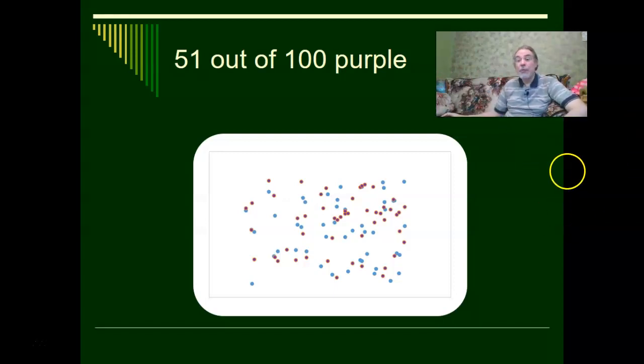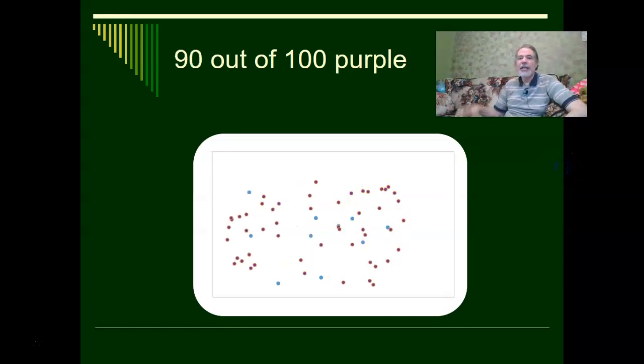Okay, now what if you pulled out your sample of 100 beads and it turned out that 90 of them, 90 out of 100 are purple? So you got 90% of your beads are purple. And does that tell you that in the whole pool, more than half are purple? In this case, yes, it does.